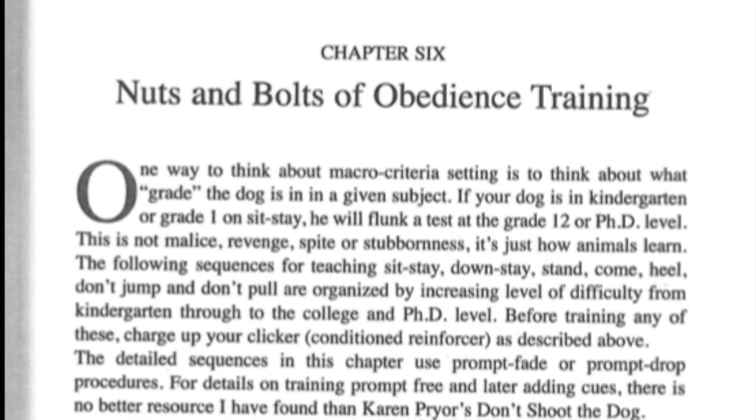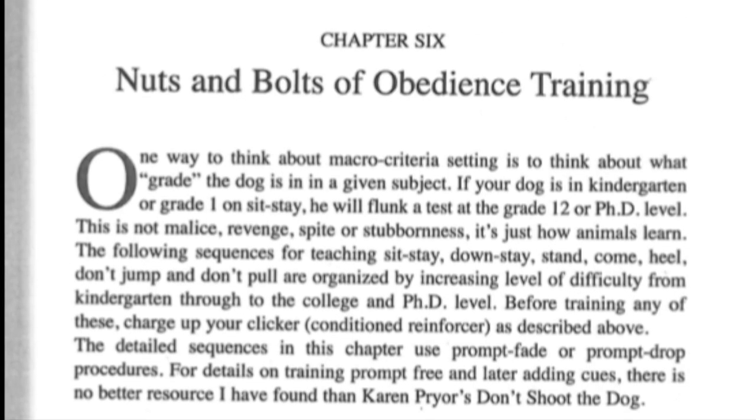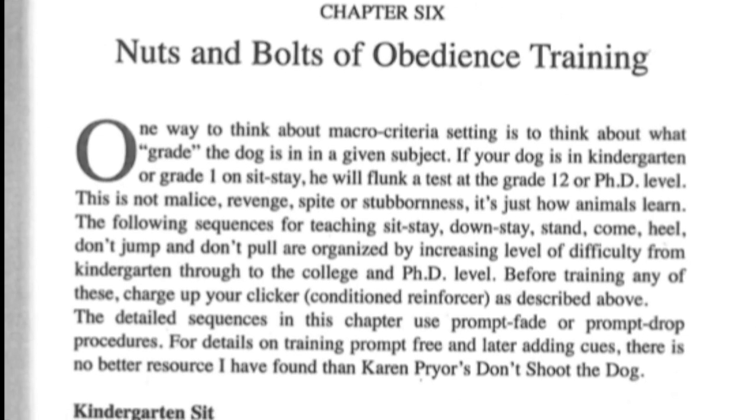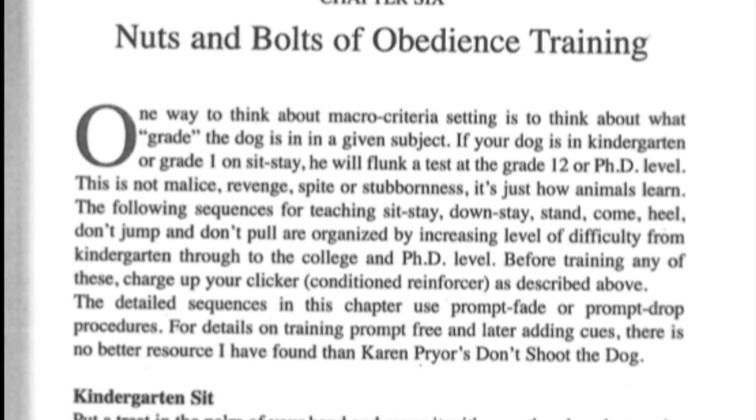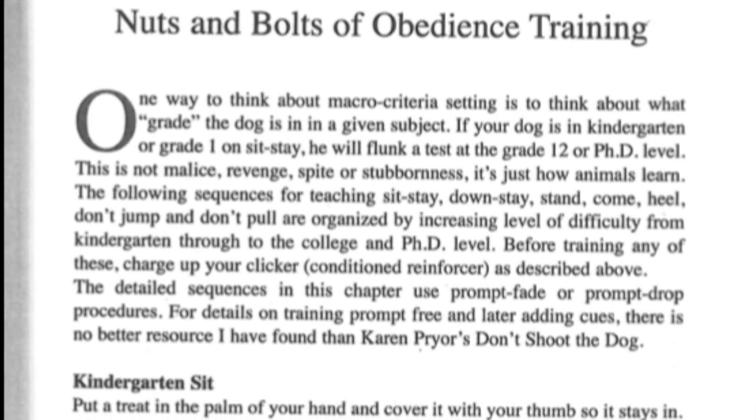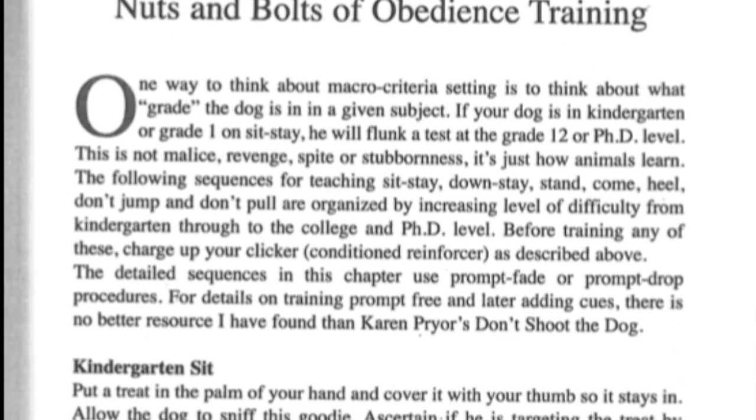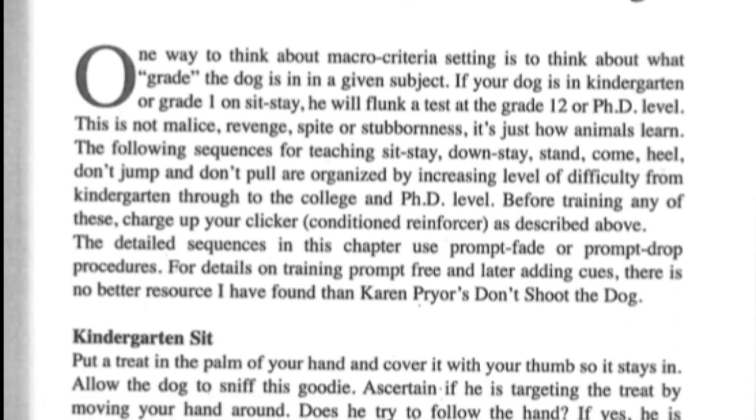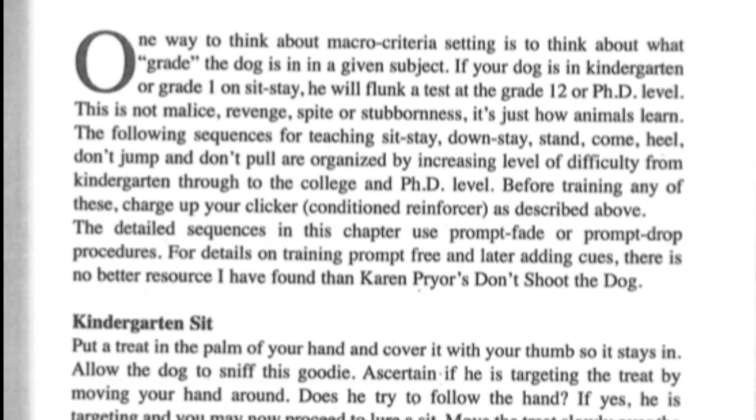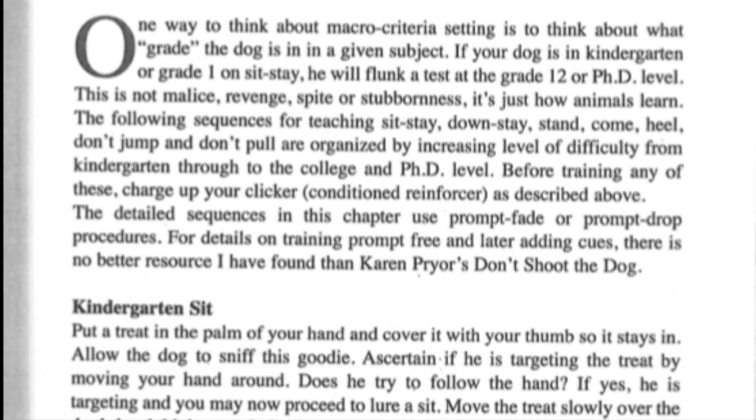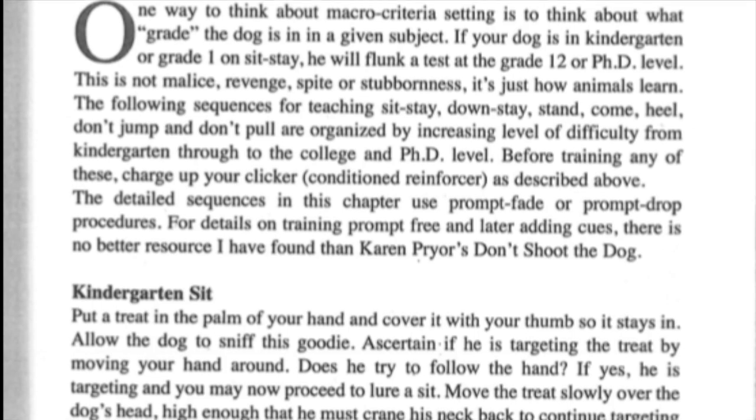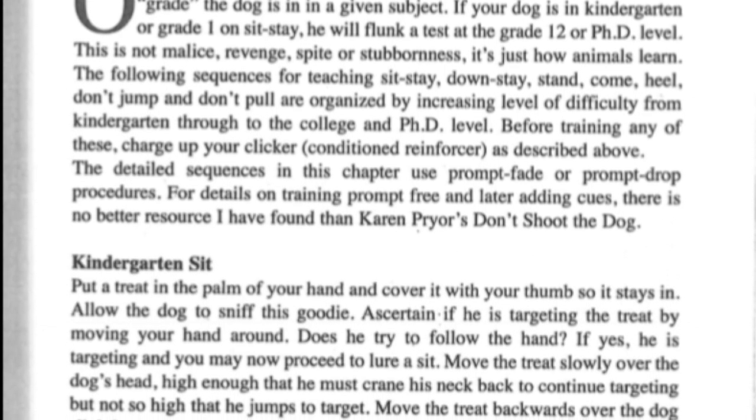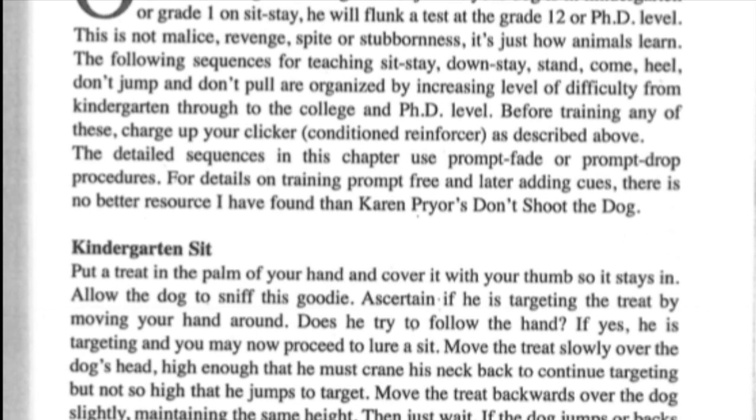The following sequences for teaching sit stay, down stay, stand, come, heel, don't jump, and don't pull are organized by increasing level of difficulty from kindergarten through to the college and PhD level. Before training any of these, charge up your clicker, conditioned reinforcer, as described above. The detailed sequences in this chapter use prompt fade or prompt drop procedures. For details on training prompt free and later adding cues, there is no better resource I have found than Karen Pryor's Don't Shoot the Dog.